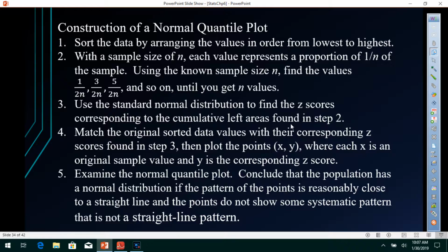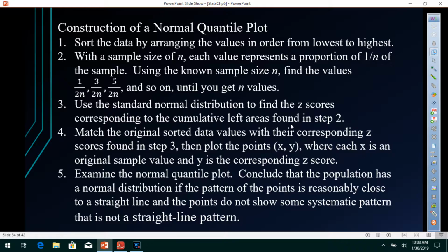Use the standard normal distribution to find z-scores corresponding to the cumulative left areas found in step 2. Match the original sorted data values with their corresponding z-scores found in step 3. Then plot the points (x, y), where each x is an original sample value and y is the corresponding z-score.